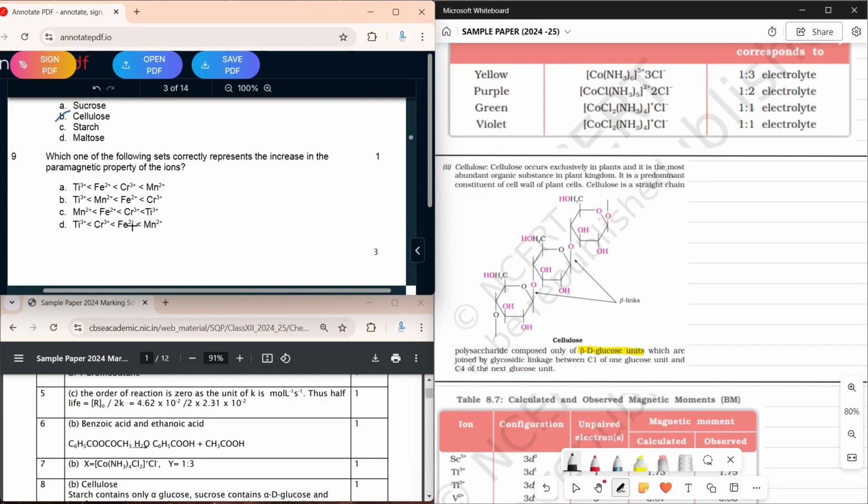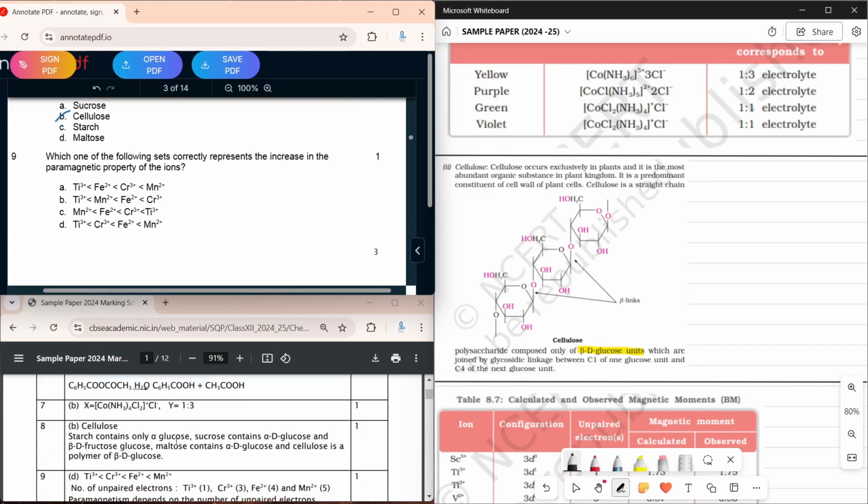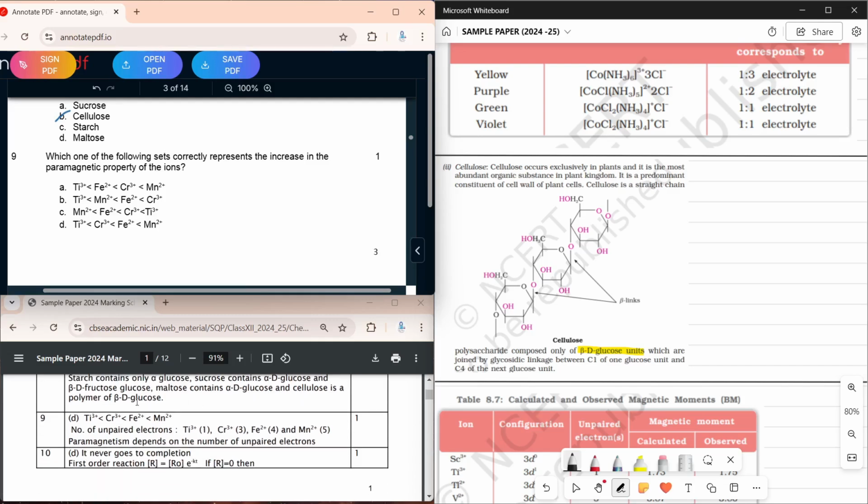Okay, the next one is question number 9. It also gives you here: starch contains only alpha glucose, sucrose contains alpha D glucose and beta D fructose, maltose contains alpha D glucose, and cellulose is the only polymer which has beta D glucoside.